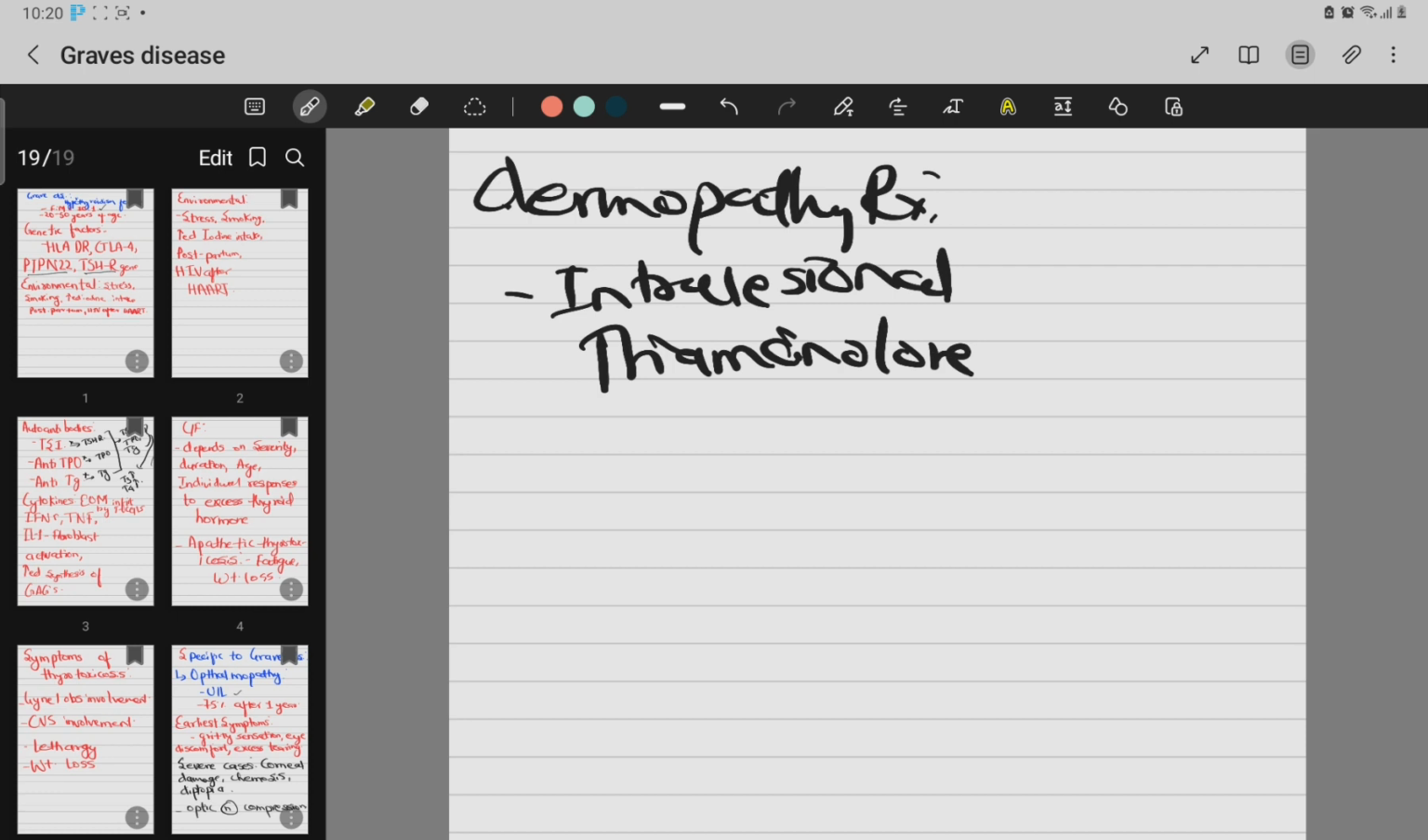We can do subtotal thyroidectomy, and then total thyroidectomy, depending on the situation. Then we can treat the complications: we can treat the dermatopathy and the ophthalmopathy. In this way we completed Graves' disease. Okay, thank you.